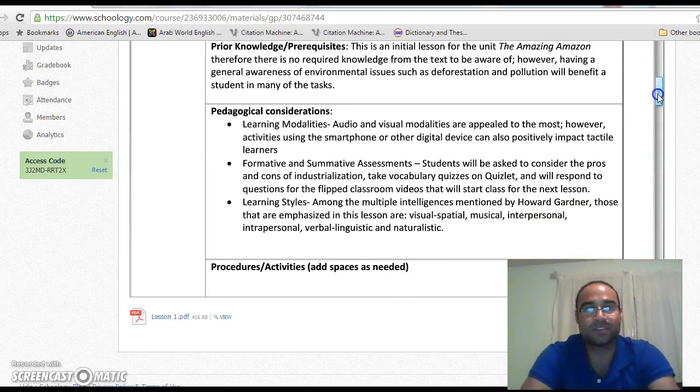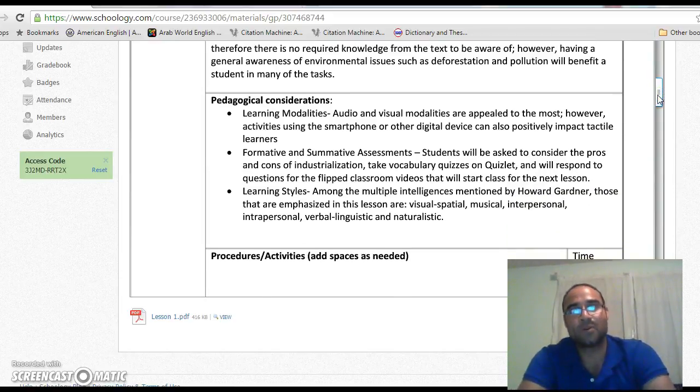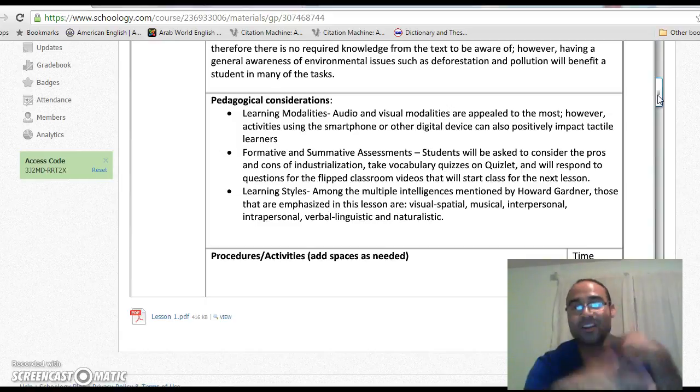Pedagogical considerations, learning modalities, really focusing on audio and visual, but also tactile since we're using mobile devices. Formative and summative assessments. Students will be asked to consider the pros and cons of industrialization at the beginning of the lesson, take vocabulary quizzes on Quizlet, and will respond to questions for the flipped classroom videos that will start the class for next lesson. So it's a check for understanding. It's a bit of a recycled ongoing assessment, check for understanding.